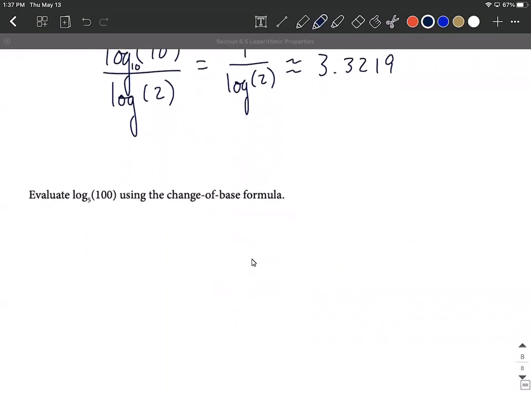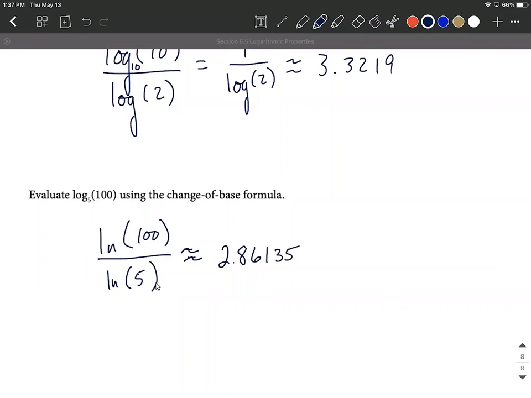And then one more of these, just get an approximation for log base 5 of 100. Maybe we do a natural log of 100 this time over the natural log of 5. Should be noted, you can't cancel out and say 100 divided by 5 makes 20, or cancel out these natural logs, because they're functions and don't do anything like that. But this is going to be approximately 2.86135. It keeps going, so round appropriately.